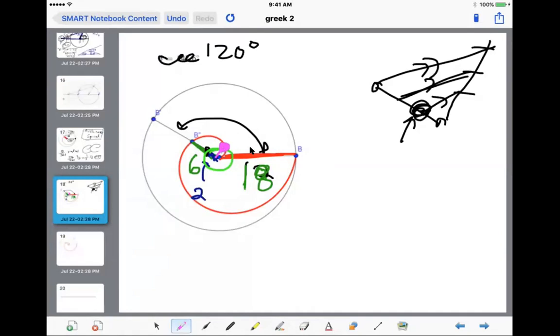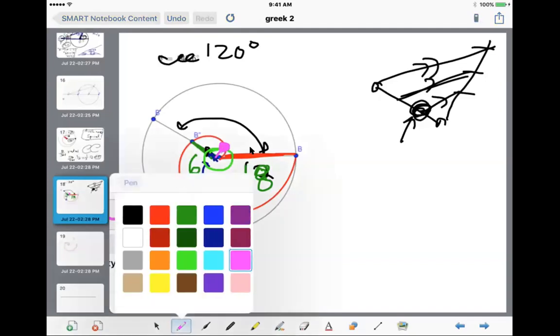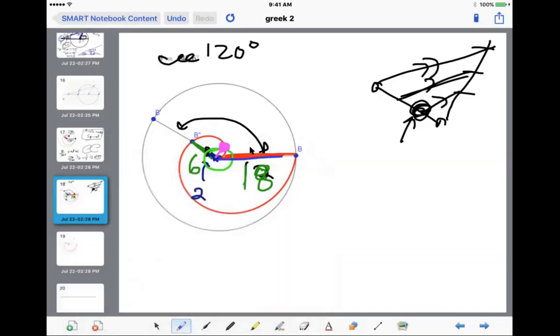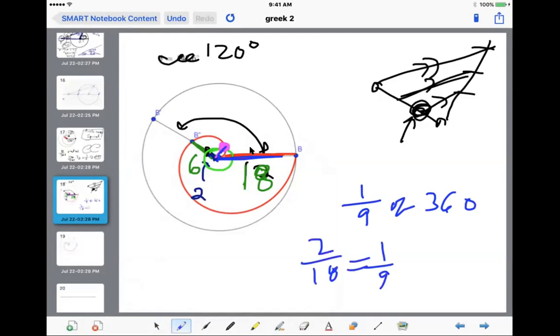Now, this angle, which was the goal, I'm running out of colors, this angle here, in this case, it's going to be 1/9 of 360, because 2/18 means it's gone 1/9 of the way around. But if it's gone 1/9 of the way around, the angle is going to be 1/9 of 360, which is 40. So yes, we can see that it is 1/3.